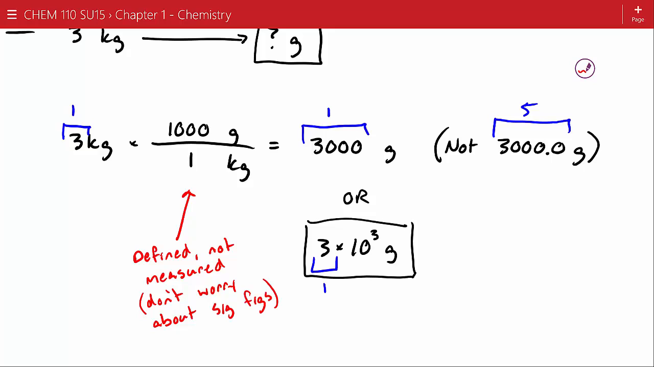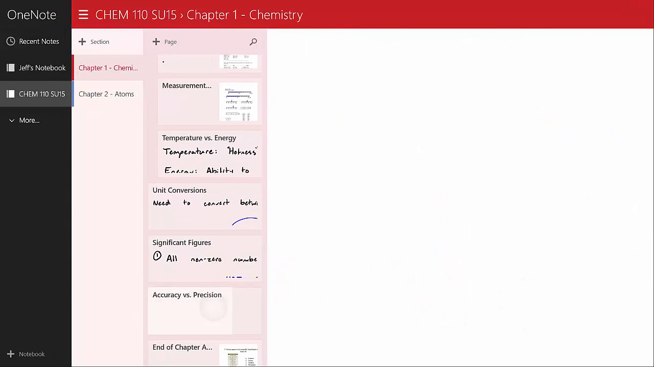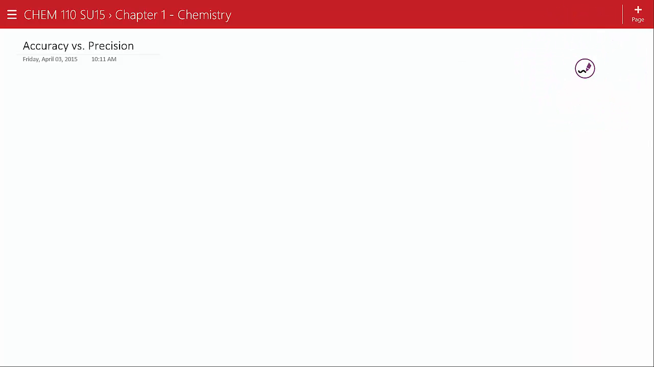All right, so let's continue on a little bit too and talk about accuracy when we're measuring versus precision when we're measuring. And these are really important terms in science, but people mix them up all the time. So what does it mean when you're accurate?